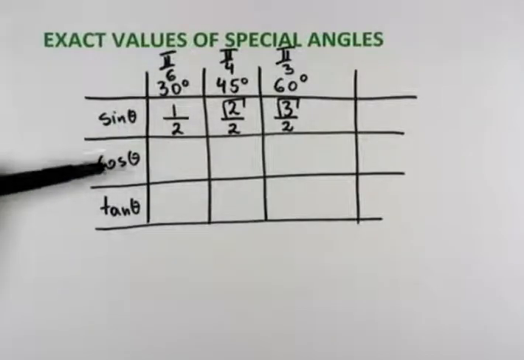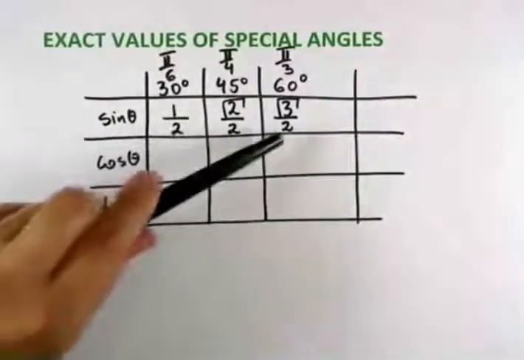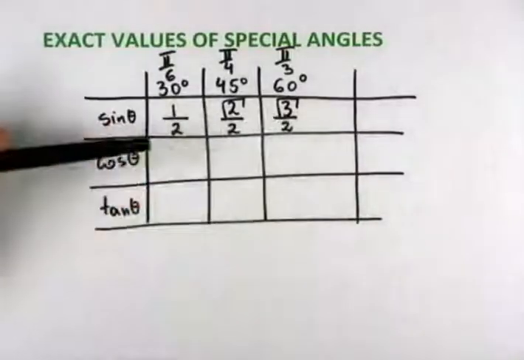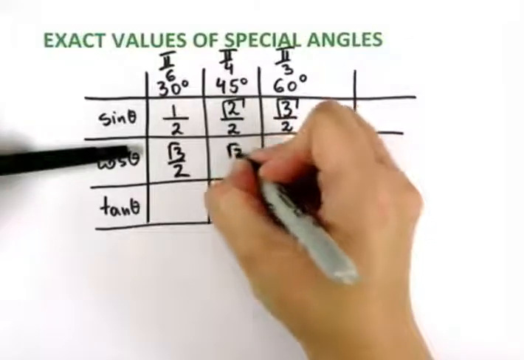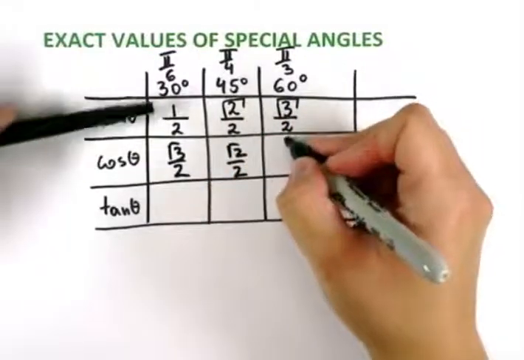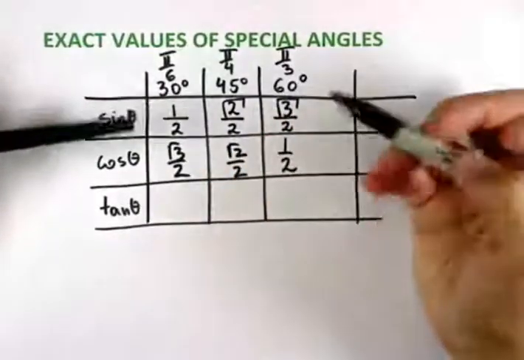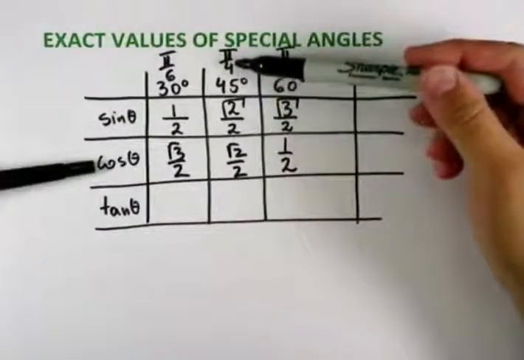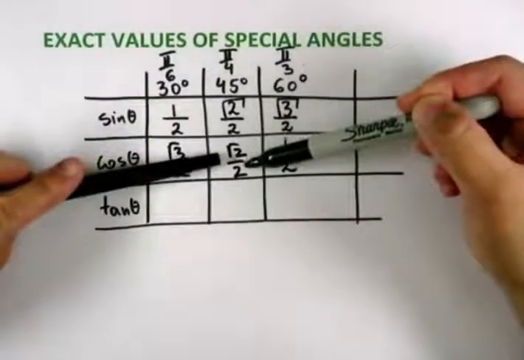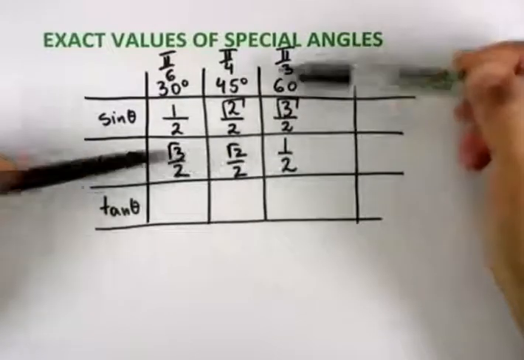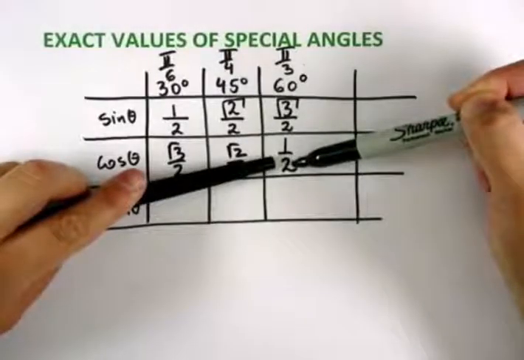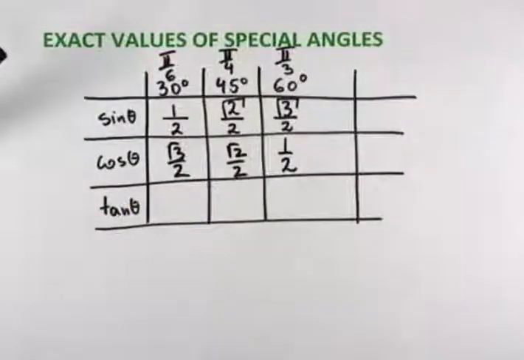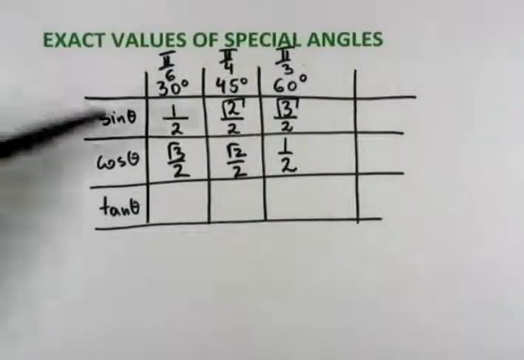And now cosine has exactly the same values written backwards. So cosine is root 3 over 2, root 2 over 2, and 1/2. So if you have cosine 45 degrees, it is nothing else but root 2 over 2. Or cosine pi over 3 is 1/2. And for tangent, we know that tangent is sine over cosine, so we can just divide those values.